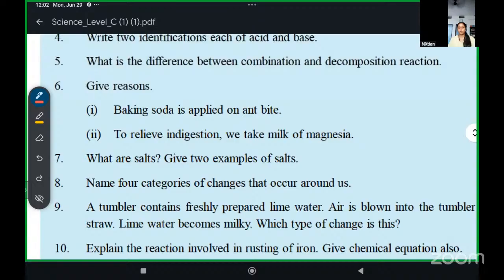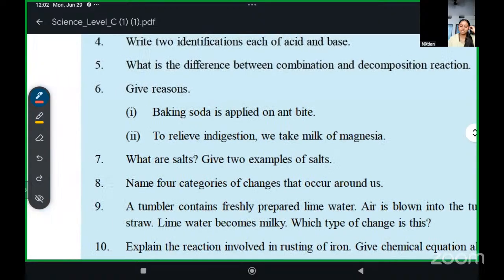What happens in decomposition? The opposite. Yes. One single component breaks down to give two or more components, two or more new substances, is a decomposition reaction. Okay. Now, the sixth question is homework for you.